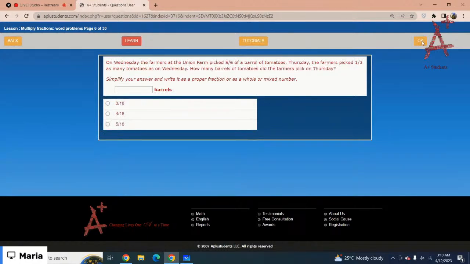On Wednesday, the farmers at the Union Farm picked 5/6 of a barrel of tomatoes. On Thursday, the farmers picked one third as many tomatoes as on Wednesday. How many barrels of tomatoes did the farmers pick on Thursday? Which is the correct option? Yes, very good. That would be 5 over 18.